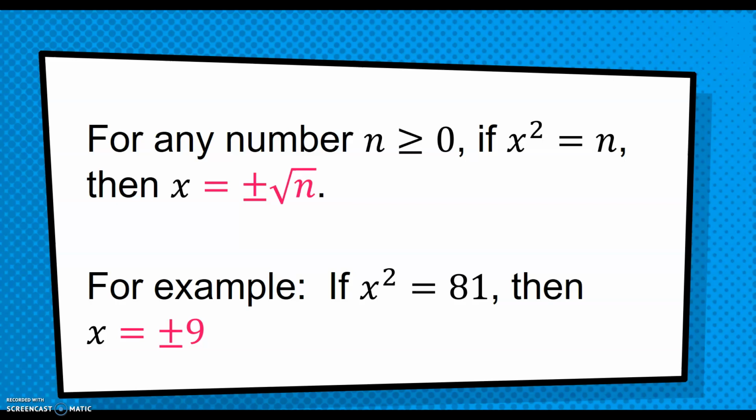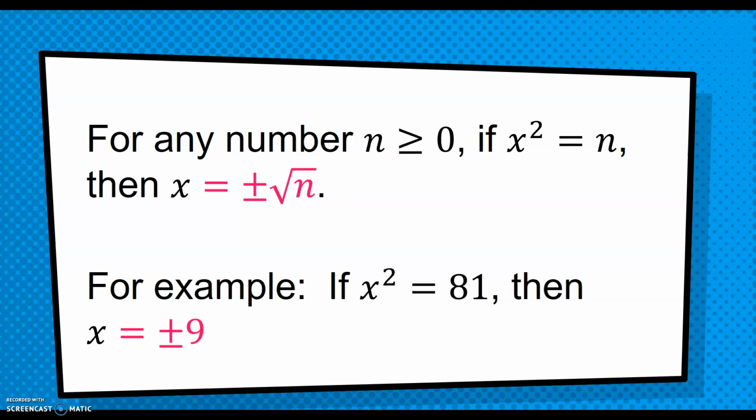Now let's think about that. We know that 9 times 9 is 81, but we also know that negative 9 times negative 9 is positive 81, because a negative times a negative is a positive. So every time you take the square root of a number, you're going to get two answers. You're going to get a positive and a negative of that number. So that's an important thing that we're going to use moving forward.